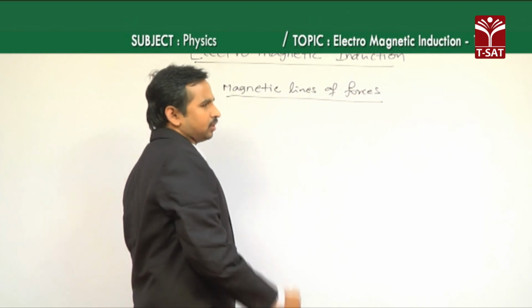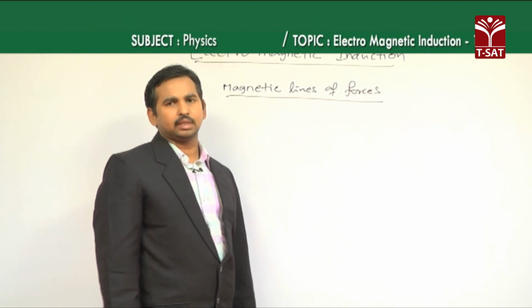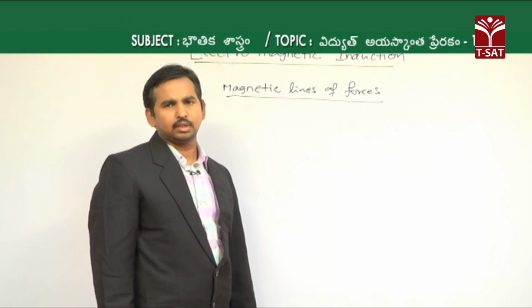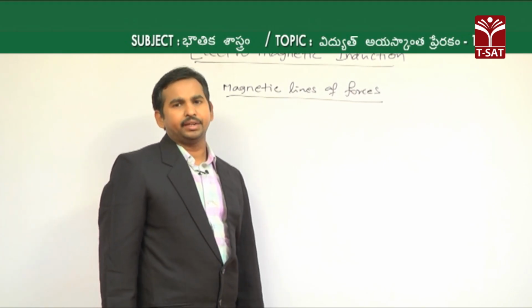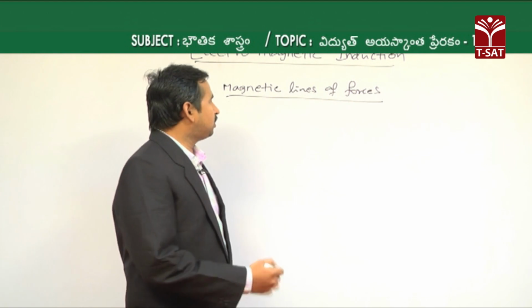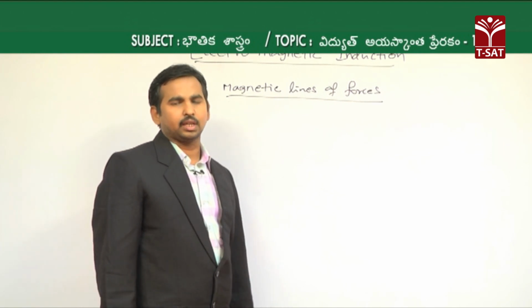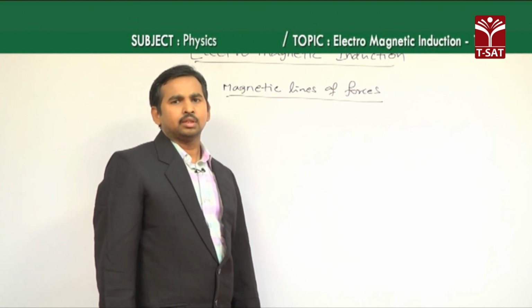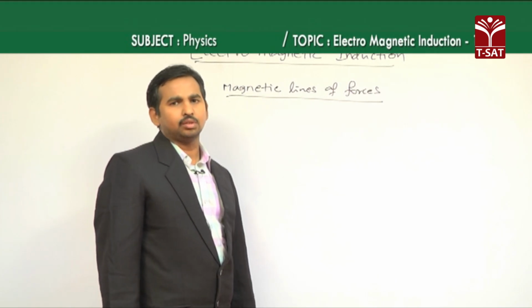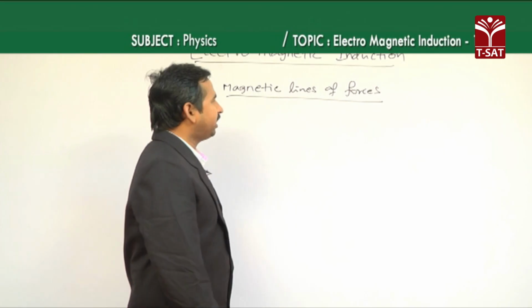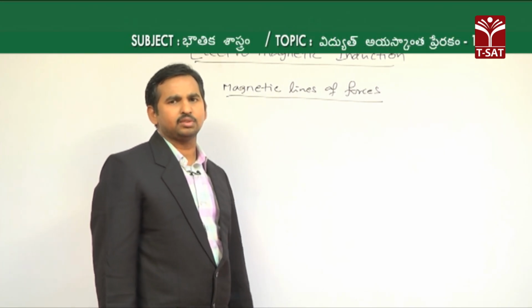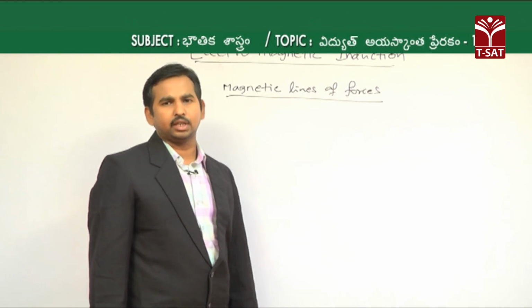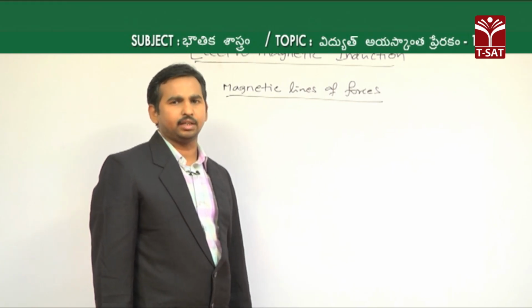Magnetic lines of forces are nothing but imaginary curves in the magnetic field. These magnetic lines of forces give you the path followed by the north pole. They are imaginary curves which give you the direction of the magnetic field at a point.